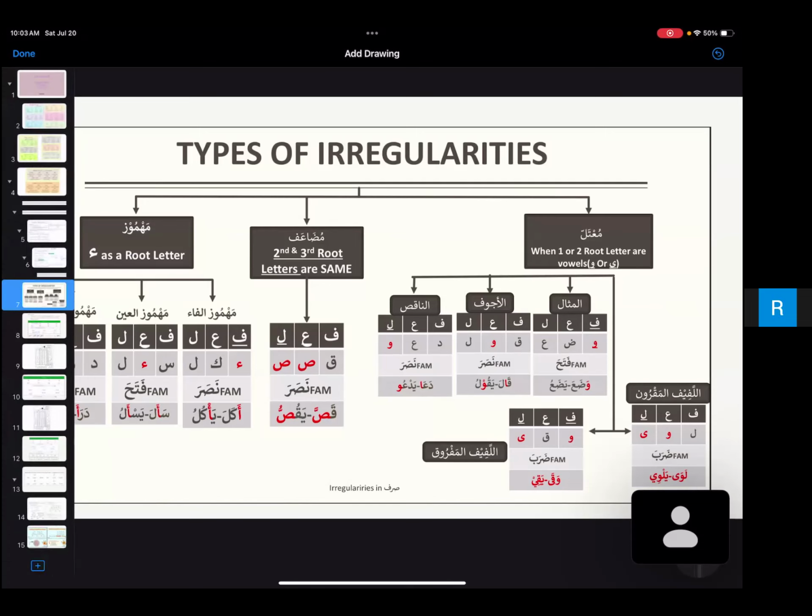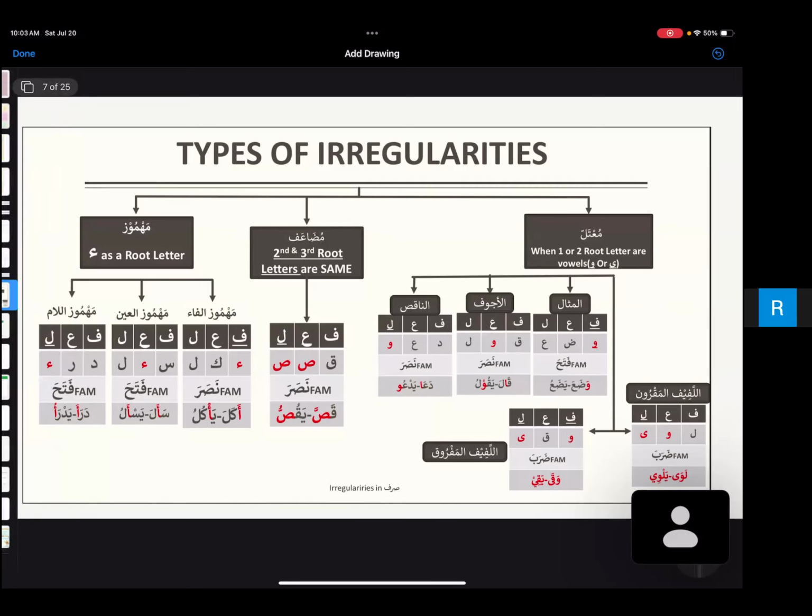So basically today we are talking about just irregularities, and maybe inshallah next class we're going to start the details of it. The summary is that there are going to be 3 types of irregularities. One is called mahmuz, and mahmuz means when a root letter is hamza. Whether fa kalma, ain kalma, or lam kalma, if any of the root letters is hamza, then it is mahmuz. We are going to further divide this mahmuz into 3 because we have 3 kalmas: fa, ain, and lam. This hamza can be anywhere. If it is on fa kalma, we call it mahmuzul fa. If the hamza is in the middle root letter, we call it mahmuzul ain. If it is on lam kalima, we call it mahmuzul lam.